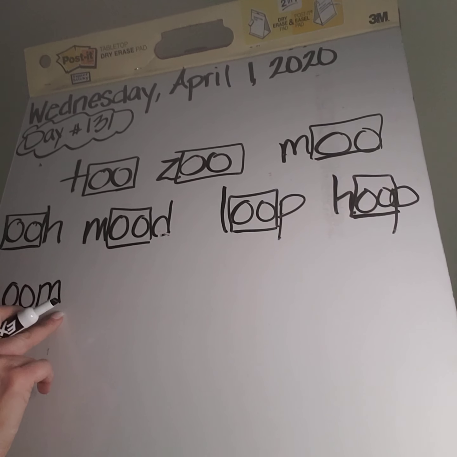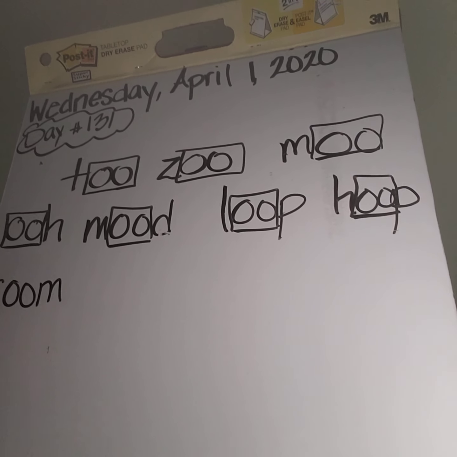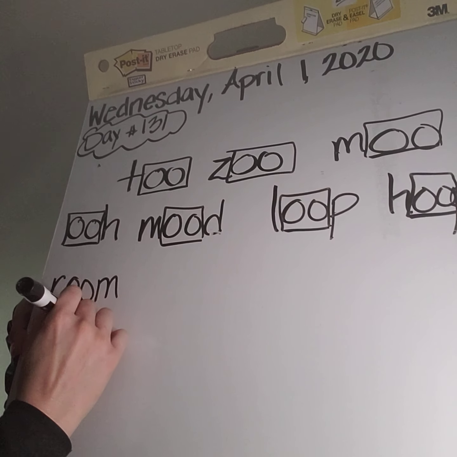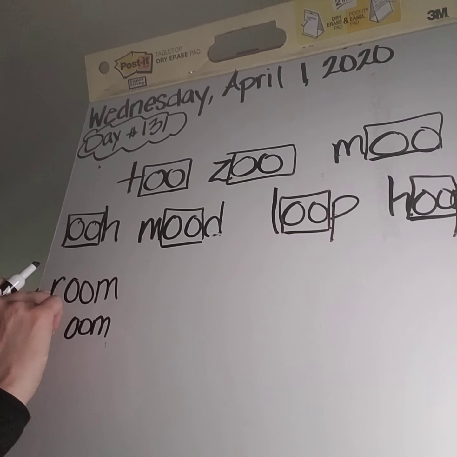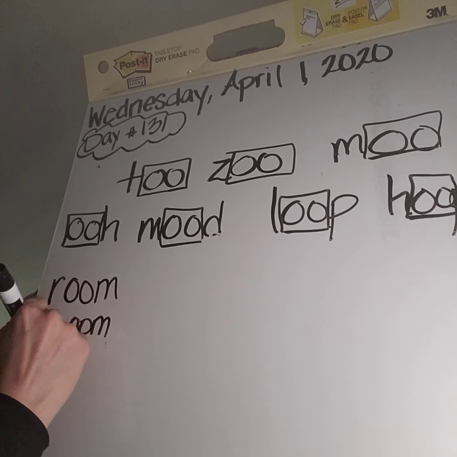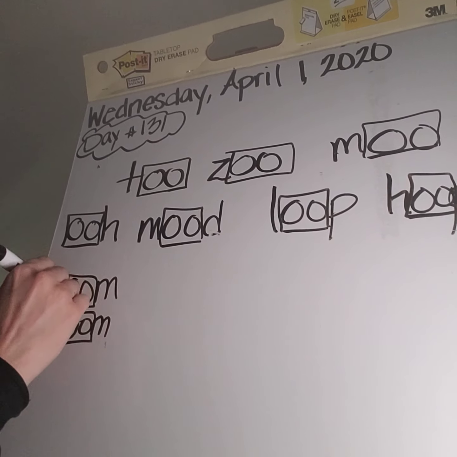Add an M at the end that says m, with an R, it becomes room, okay? Now I want to use this same word again, but instead of just an R, I want to put two letters in front. I want to make a two-letter blend. So GR says gr, that says groom, okay?